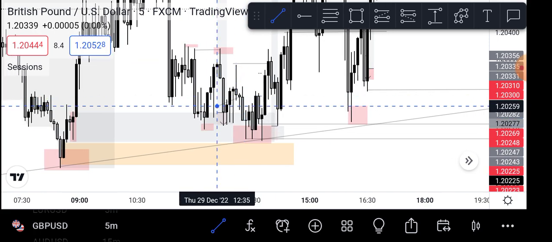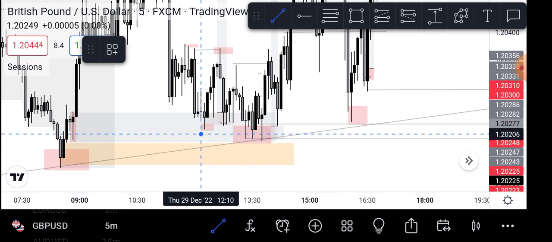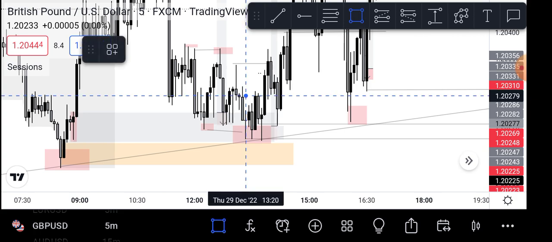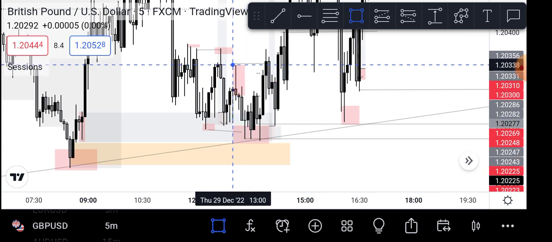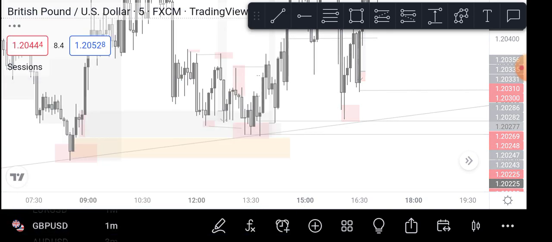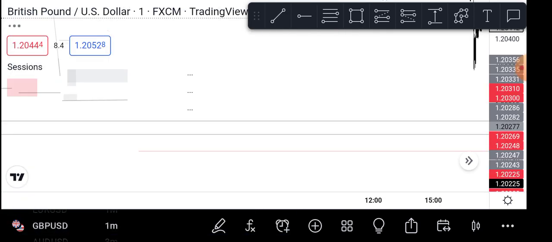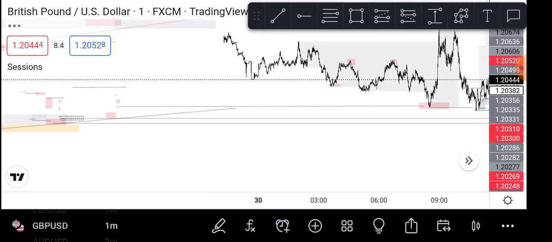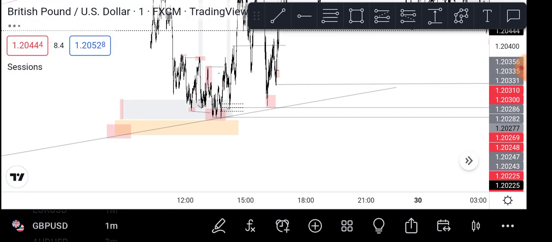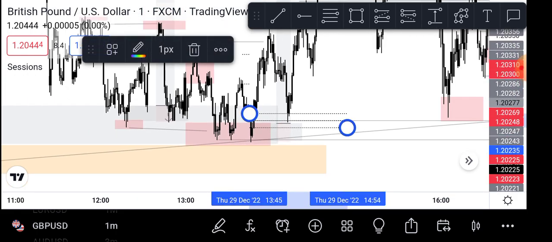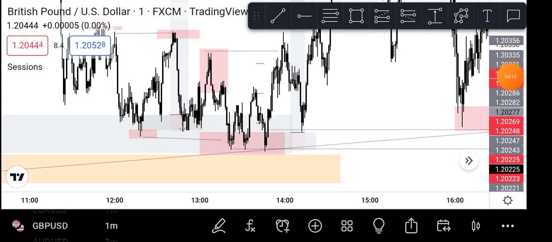low, break of another structure, then new high. This is the new high. So now break of the high. So that gives us our entry model.